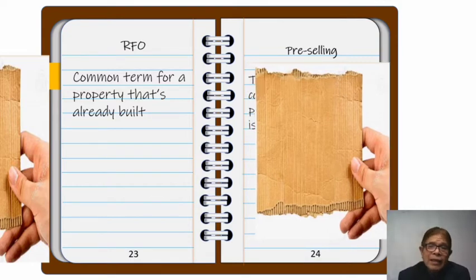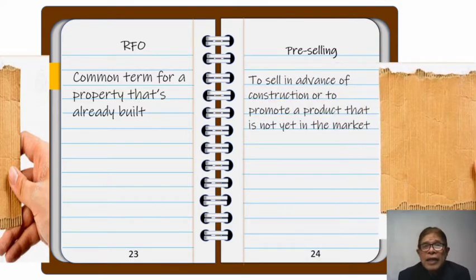While pre-selling is to sell in advance of construction, or to promote a product that is not yet in the market. Pre-selling is the most popular among brokers and salespersons because it is fast selling. It's fast selling because it's affordable. Buyers are treated like investors.